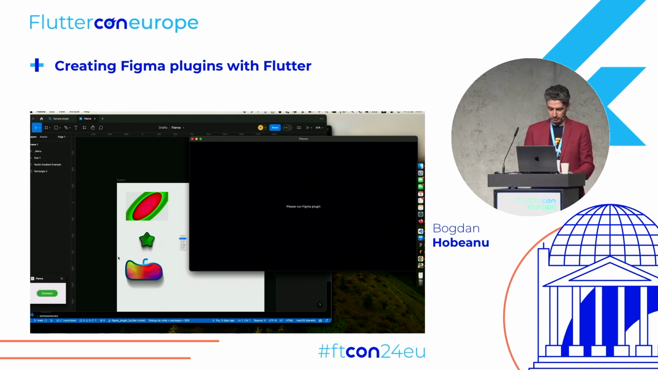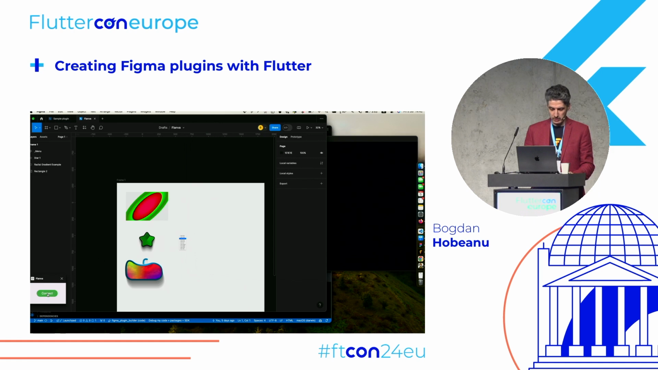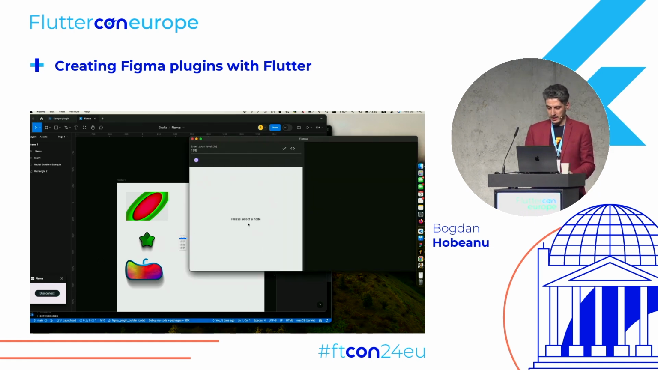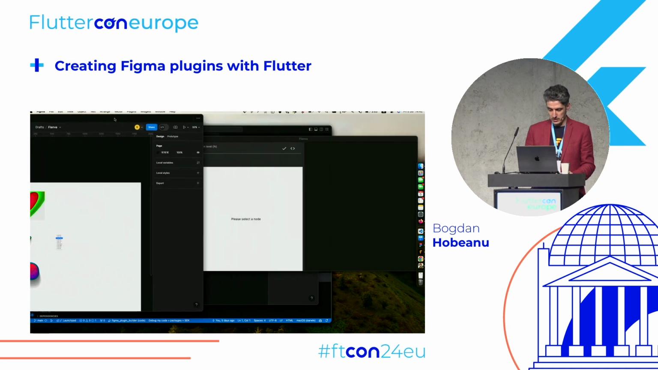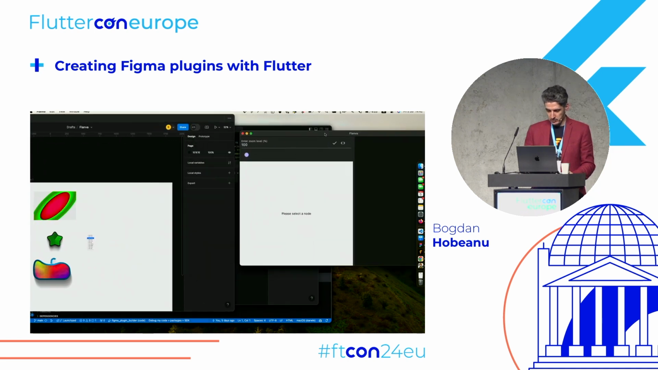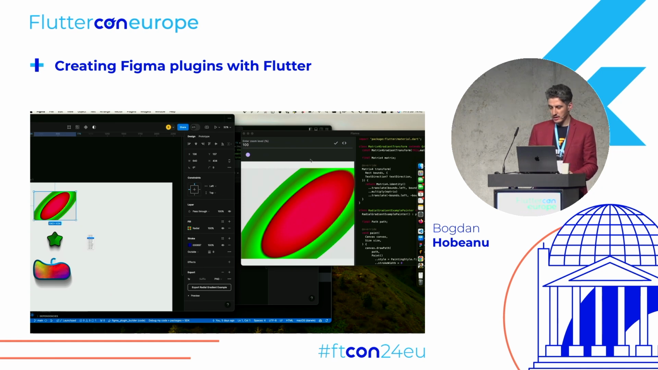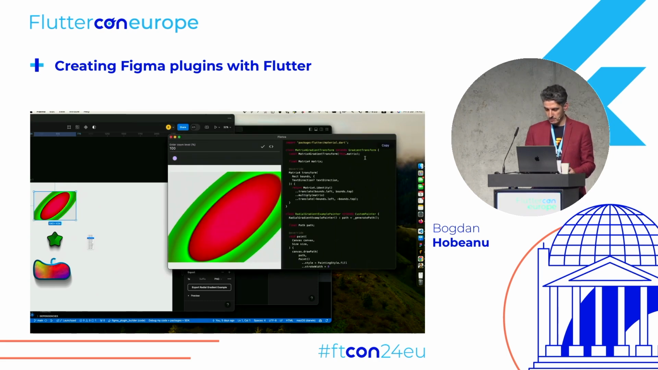So how it works? We have this Figma plugin, and we say connect, and it will connect to the desktop app. And we'll say here, please select a node. And if we go ahead and select this node, you'll see a live preview of a Flutter widget that achieves the same effect. And here you have the Flutter code.